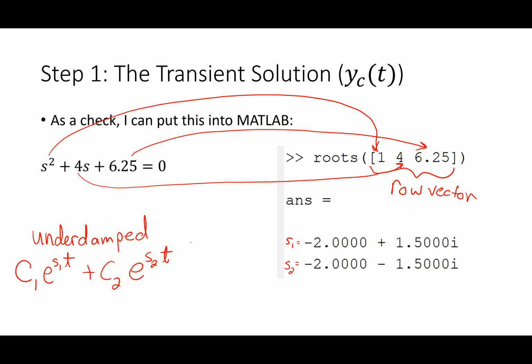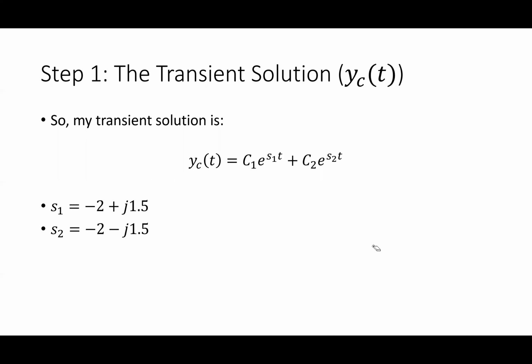But in this case, this guy's going to simplify. What's he going to simplify to? What are my exponentials going to do if I have these complex conjugates like this? If I put that into Euler's identity, this guy should end up becoming a cosine, and because of this real part, it's going to become a decaying cosine. Okay. So let's keep going with that, and we'll check on that. So this is my transient solution here, right? I get something of this form, with those S1 and S2.